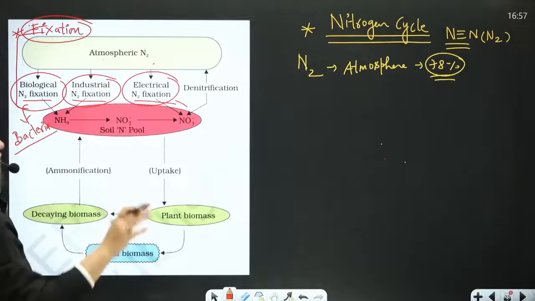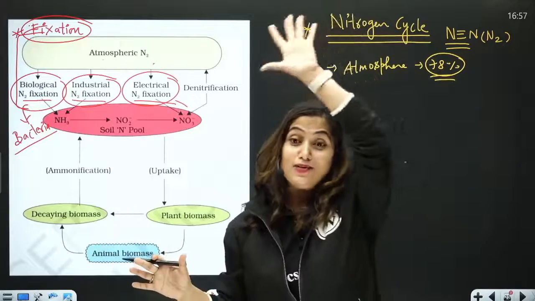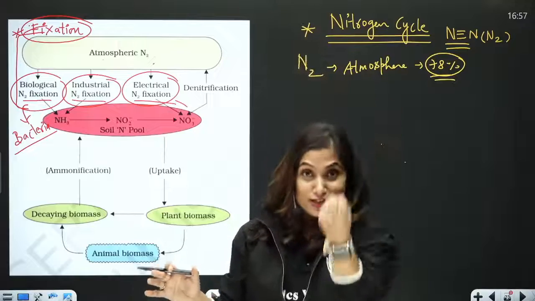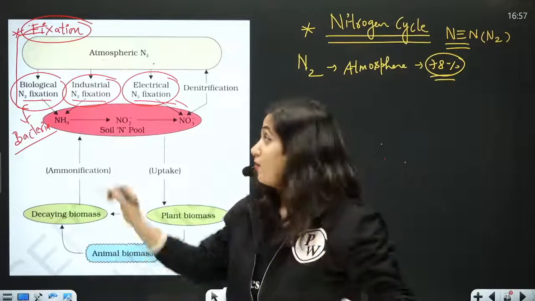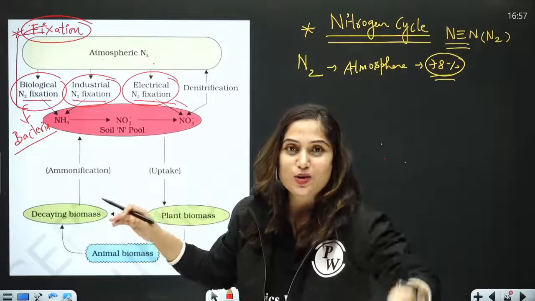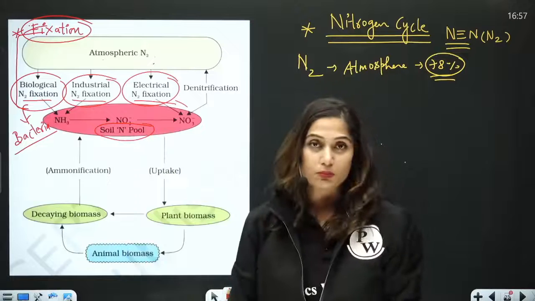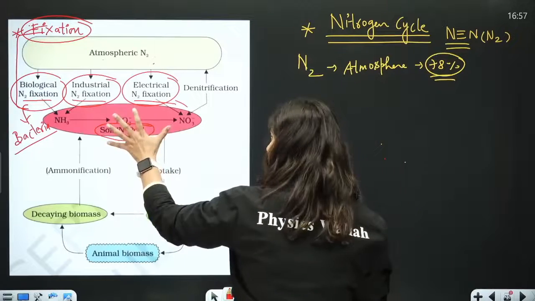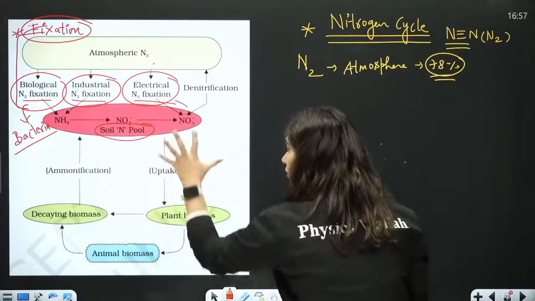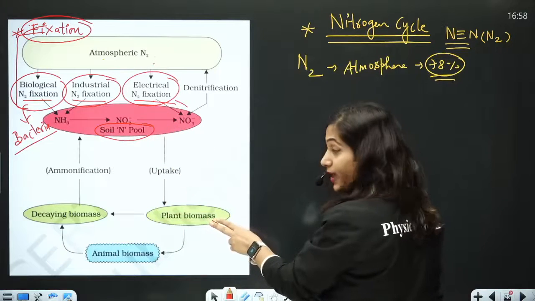So what we've done, we have made the soil nitrogen pool. That means the atmospheric nitrogen is fixed, is changed with the help of these processes, and it is present in the soil now. It has made the soil nitrogen pool. Then this nitrogen will be taken up by the plant, right?